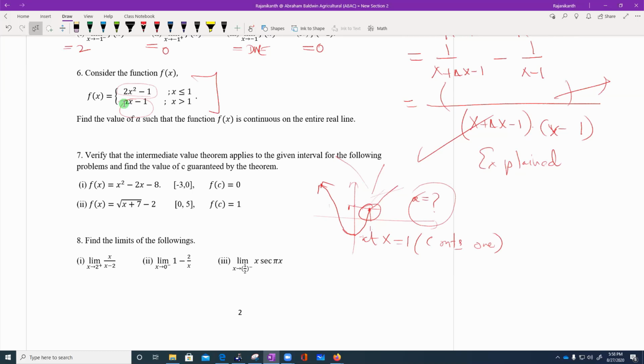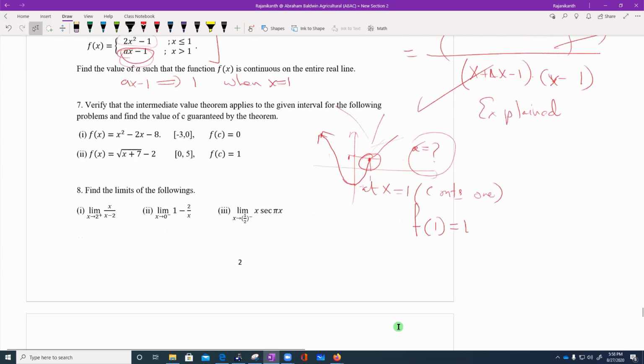Exactly. Whatever you left over from the first piece, the function value should be the same for the second piece also, right? For the first piece, remember the function value at 1 was 1. Therefore, the second piece, ax minus 1, also should give you 1 as the function value when x is 1. That is correct. Very good. That means simply plugging x equals 1 and equating the value to 1.